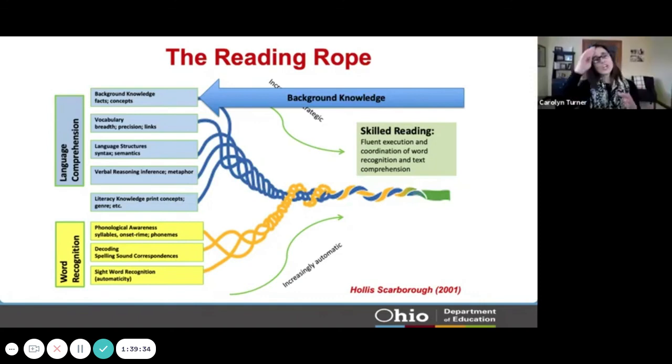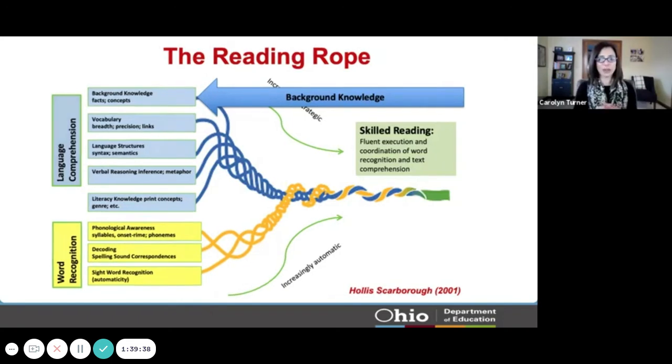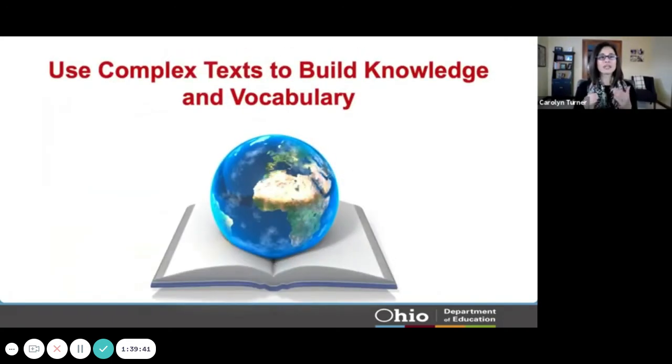Okay, background knowledge. There's actually been lots of chatter about background knowledge and the role of background knowledge. Please don't get the impression that background knowledge is not important. Background knowledge is huge. It is critical. However, remember that changing emphasis. Remember the strands of the reading rope. Background knowledge in and of itself is not the only factor that leads to reading success. So background knowledge does play a critical role, but we have to think about the role that it plays within the reading rope.